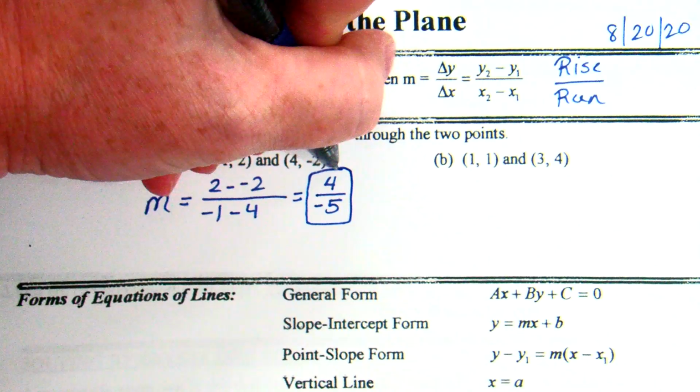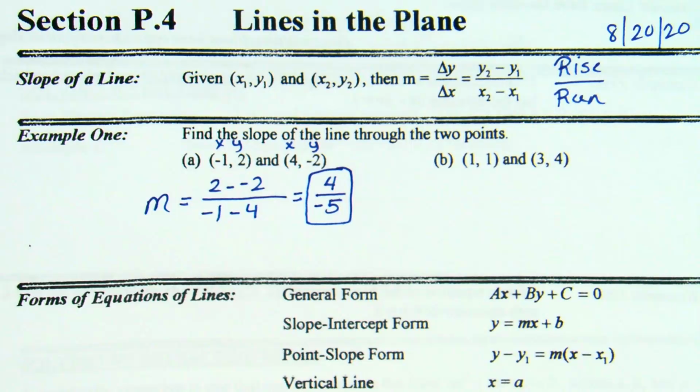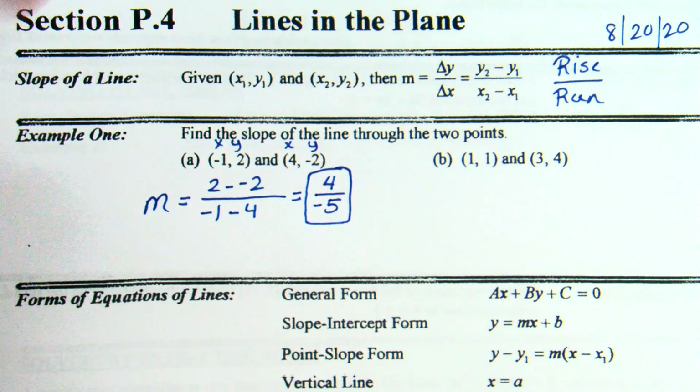So my answer became 4 over -5, which is -4/5. If you reverse the ordered pairs, your answer was -4 over +5. Is that equivalent? Yes, we both got -4/5. Okay? The point is, it doesn't matter which pair you call your first pair and which pair you call your second pair, as long as you are consistent and whatever you do with the y's, you do with the x's, you're good.